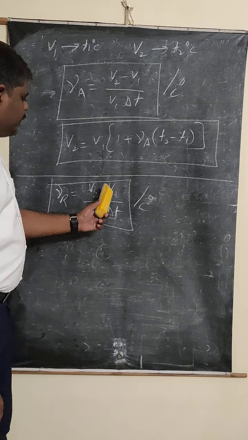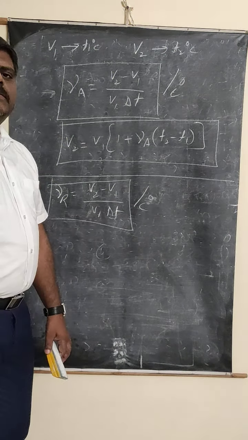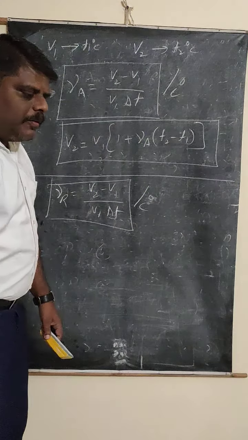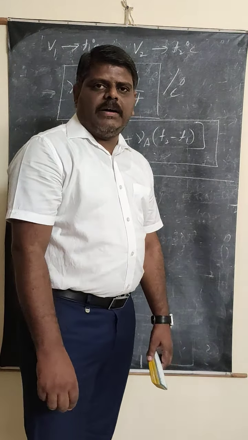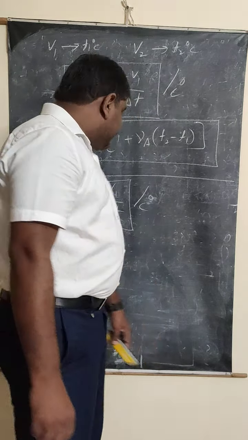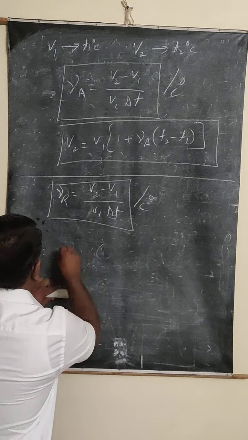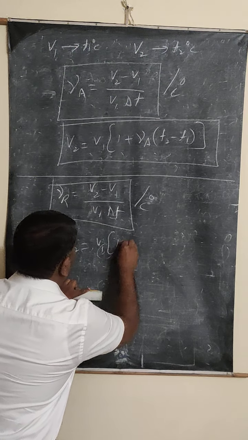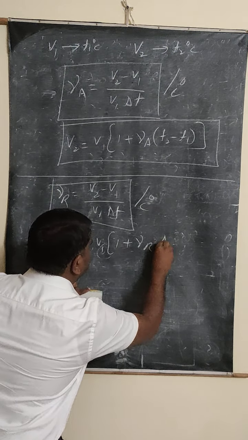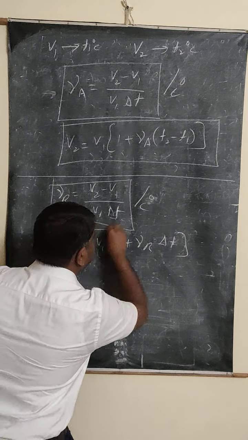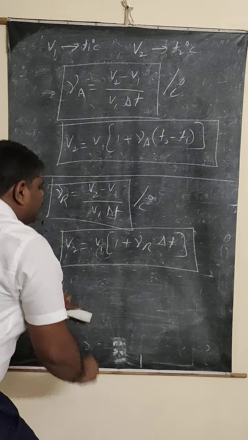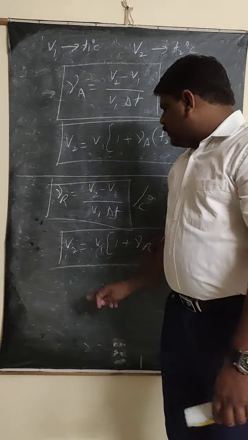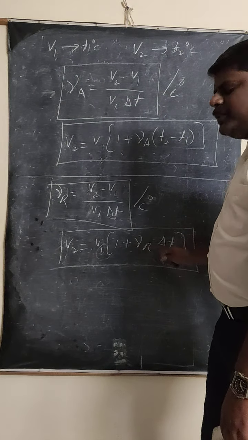Gamma R is equal to (V2 minus V1) by (V1 into delta T). The units are the same, per degree Celsius. Now, how could you write down the final volume formula in the case of real expansion? In the case of real expansion, the final volume V2 is equal to V1 into (1 plus gamma R into delta T). This is the final volume formula.